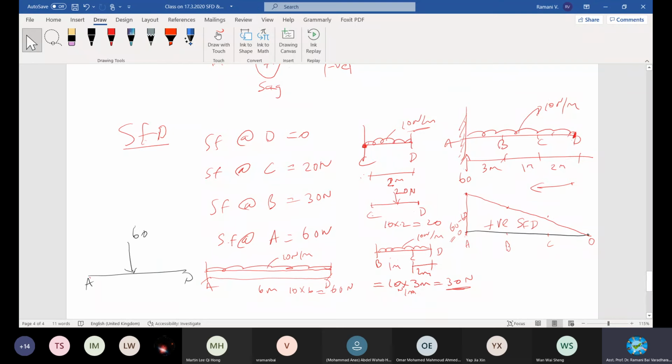the rate times the 2. When you separately take this CD, the distance is 2, so you multiply 10 times 2, which will be 20. 20 will be acting like this. It is similar to this one. You can represent it in this way. When you change to a point load, it will be acting at the center for this particular component.